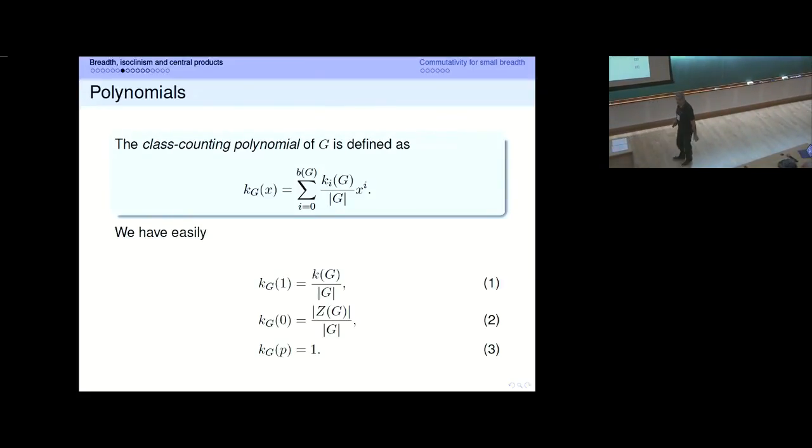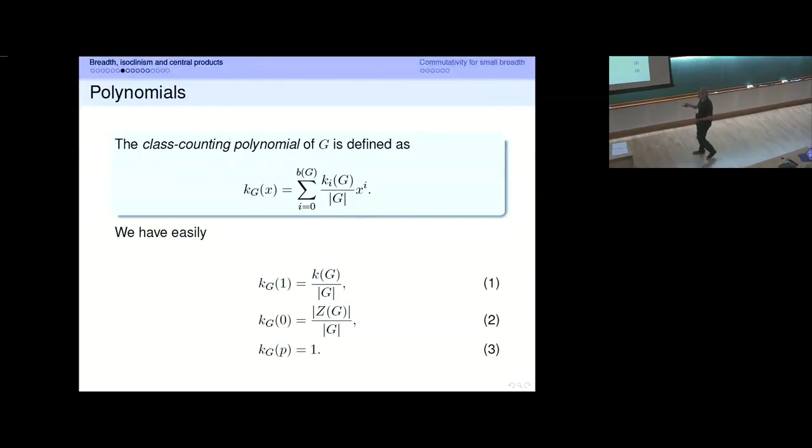Now that I have these numbers, k_i(G) divided by the order of G, I can use them as coefficients for a polynomial. And that's what I am doing here. Some values of this polynomial are significant. If you compute it at 1, you get the commutativity, of course. If you compute it at 0, you get the order of the center divided by the order of G. And if you compute it at p, you get just 1, of course. But this is all easy.